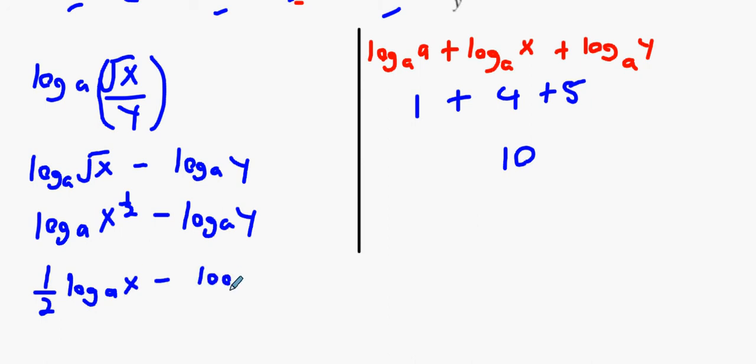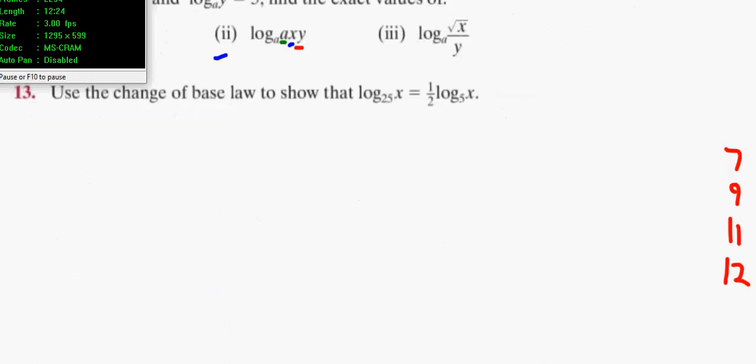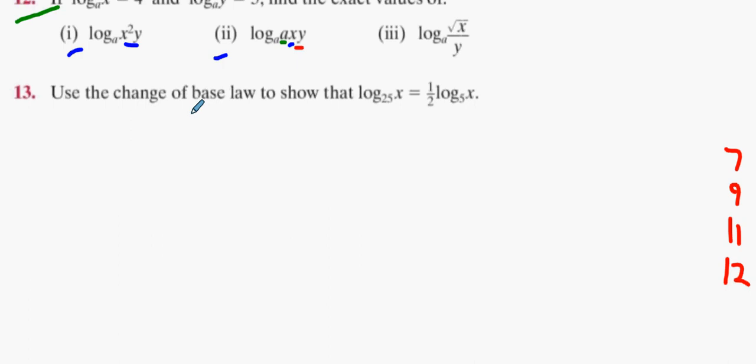Now what do I do? Ax is 4, yeah. Minus 5. 2 take away 5 is minus 3. Right, pause it there. Alright, change of base law works like this, lads.